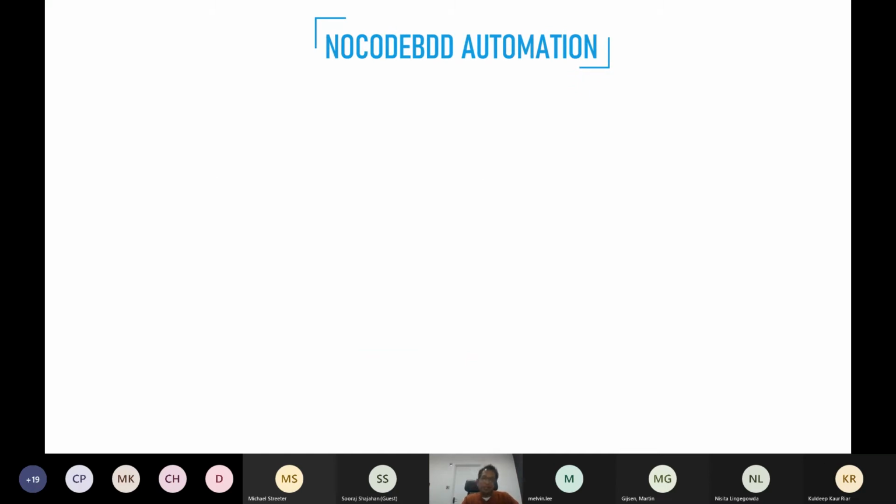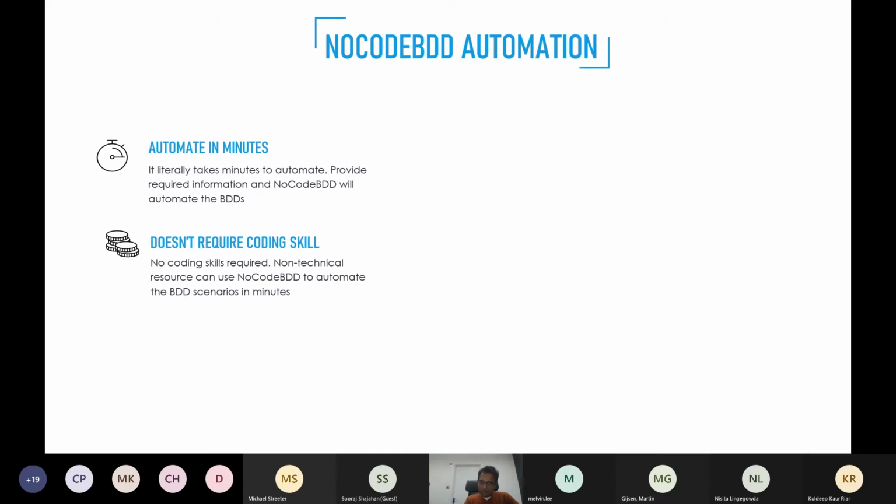What NoCodeBDD does is it takes your BDD. You don't have to write any code. It creates the automation code for you. So using NoCodeBDD, you can automate in minutes and without any code. You don't have to write any code. It doesn't require any coding skill, as I mentioned.